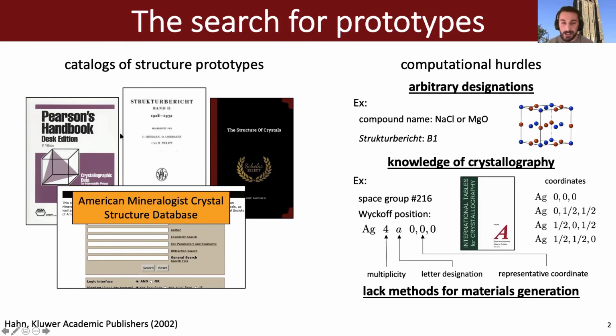In addition, a lot of these rely on the user having a base knowledge of crystallography. So for example, a lot of these resources might give you the crystal having space group 216, for instance, and then it may give you the Wyckoff position for the silver atom, and then this sequence of characters here. And so you would need to know that this is the Wyckoff position, and this is the multiplicity. So the number of atoms in the conventional cell, the letter designation, and then the representative coordinate. And then you would need to go to a resource such as the International Tables for Crystallography to actually expand out this position into its 4 coordinates.